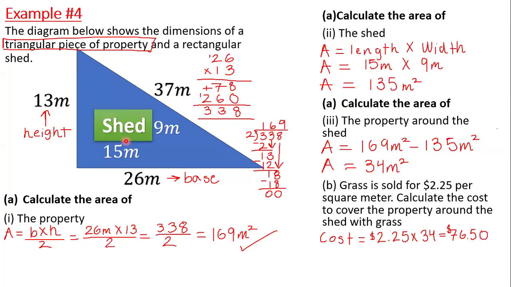The shed. This is length times width. We want to figure out this rectangular portion, so we do 15 times 9, and that gives us 135, because we want the area of the shed. We already got the area of the triangular piece, and that's how we got 169. But for this one, they want the area of the shed, which is length times width: 15 meters times 9 meters. Does that make sense? Yes, thank you. Okay.